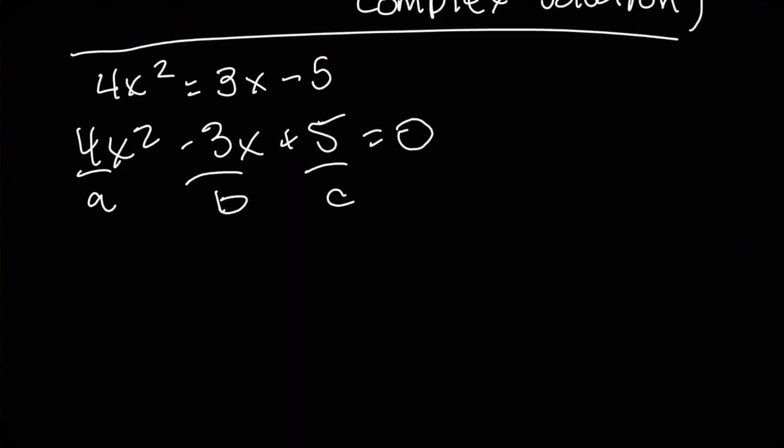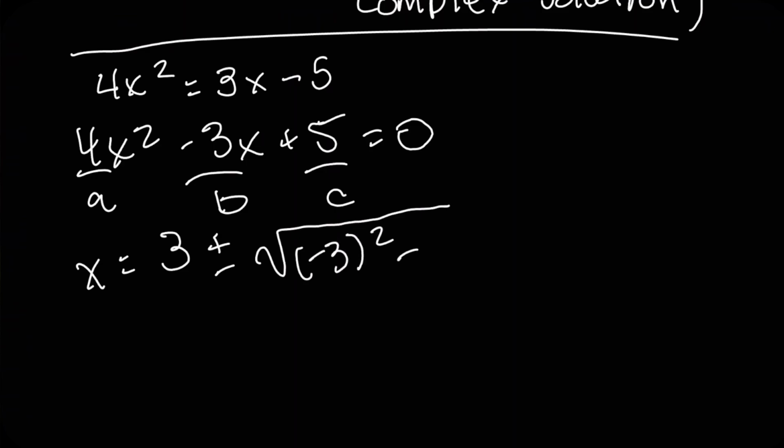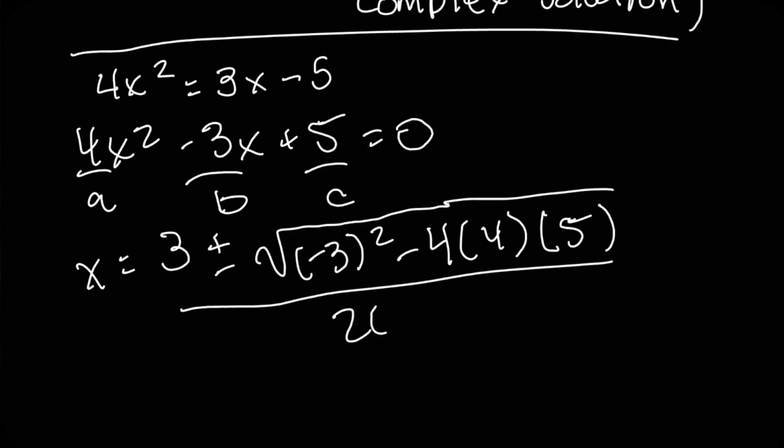So plugging it in, we'll have x is equal to negative b, or negative 3. So again, careful with your signs. This is a positive here, plus or minus, and then we'll have our b squared or negative 3 squared, minus 4 times a, which is 4, and then our c is 5, all divided by 2 times a, which is 4.